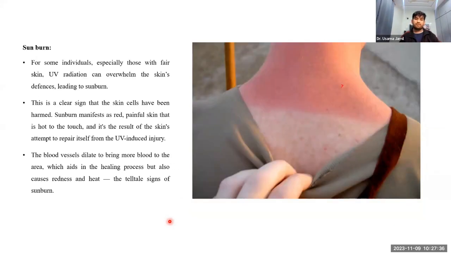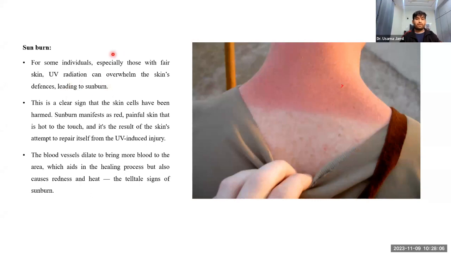Speaking of sunburn, in this picture, sunburns are clearly shown. This was the area covered by the shirt, and this was the uncovered area. This particular area was burned by the UVB type of radiation that showed the instant reaction of the skin, causing redness and maybe itching or other signs of inflammation. For some individuals, especially those with fair skin, UV radiation can overwhelm the skin's defenses, leading to sunburn.